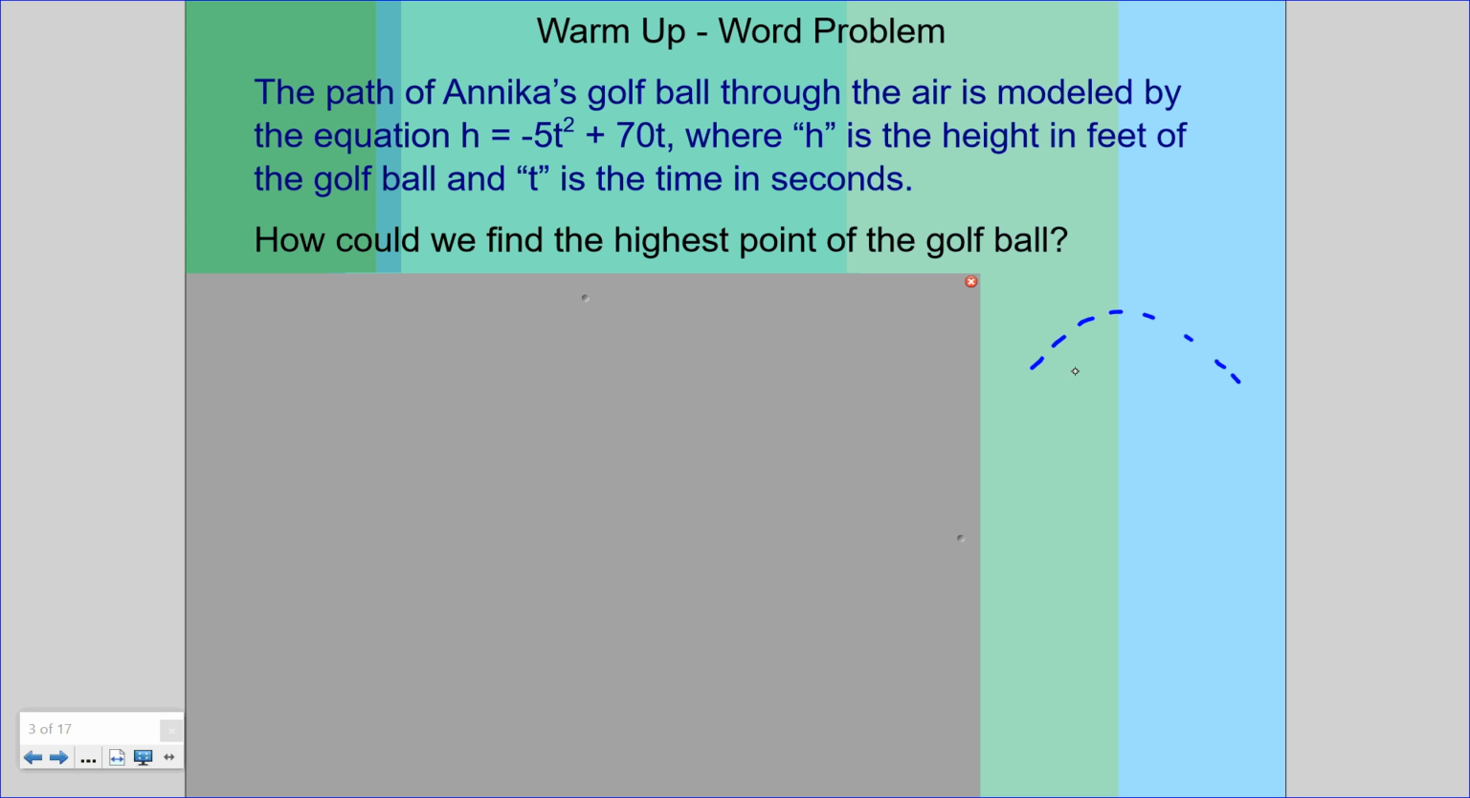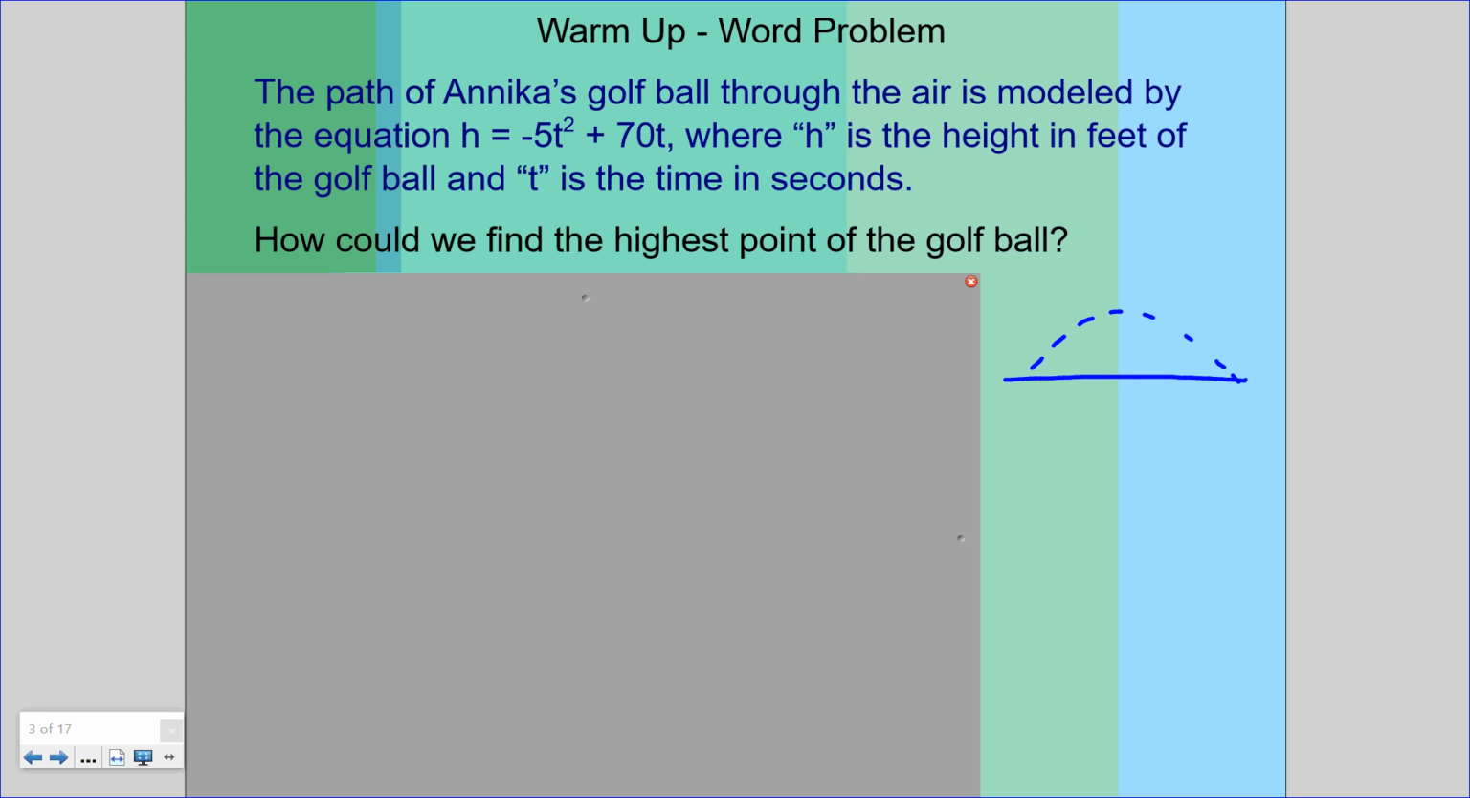This type of graph resembles what we know to be called a parabola, which is the graph of a quadratic equation. And I knew it would be opening down for a couple reasons. First, when I see a golf ball go up and come back down, this is the path that it follows, and it's confirmed by the a value being negative 5. So it is opening down. That brings us to this first question: how could we find the highest point of the golf ball?